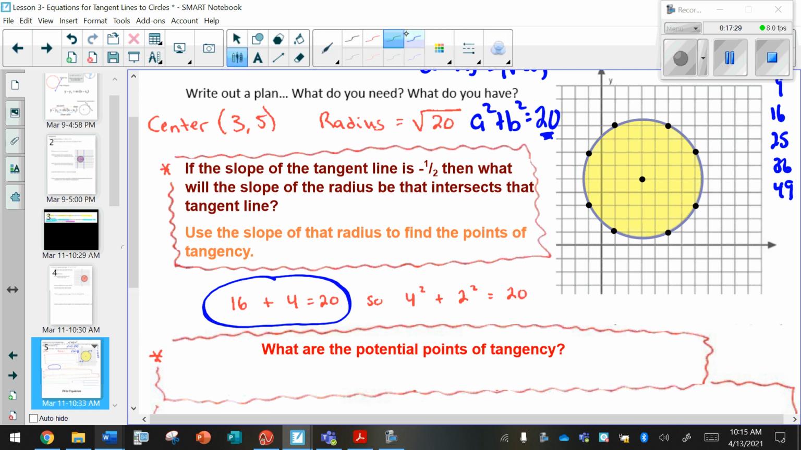So if my radius is a slope of +2 over 1, there's one possible point of tangency. And then continuing on down in the other direction, there's my other possible point of tangency.